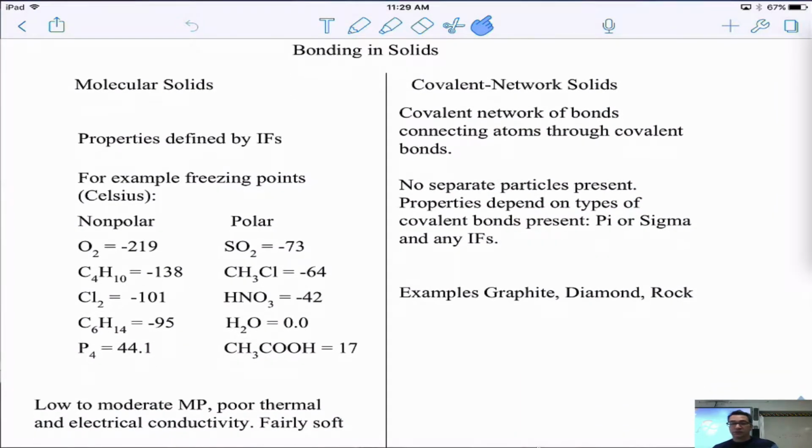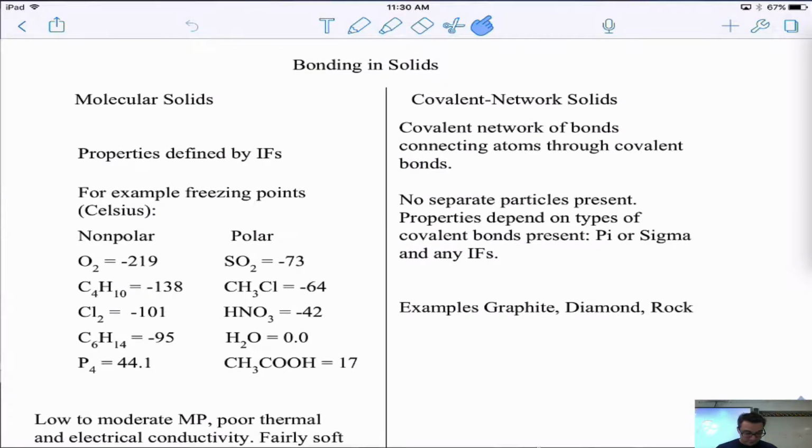We also have molecular solids and covalent solids. The similarity between these two is that they both contain covalent bonds. When I have a molecular solid, I have a substance with covalent bonds, but the properties of the solid are really defined by the intermolecular forces. That's what's important here. The molecules have strong covalent bonds, but between the molecules they're held together by these weaker forces.